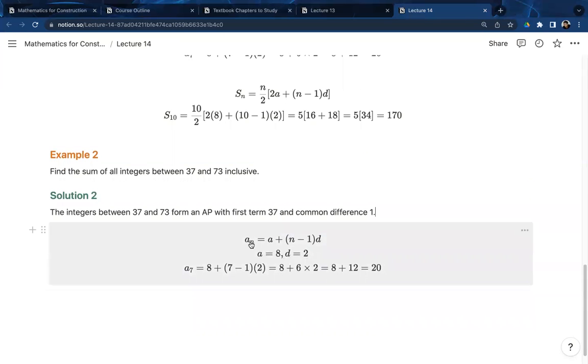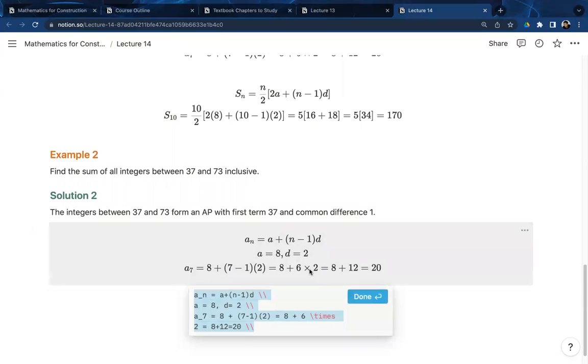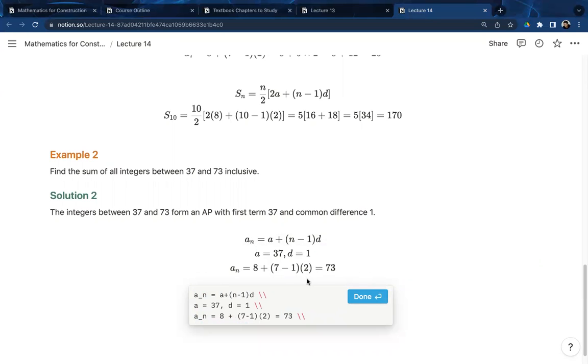So again, if this is the formula for AN, A is 37, D is 1. Then AN is equal to 73. That's what we don't know. AN is 73, and that is 37 plus n minus 1, sorry, n minus 1 by d. Okay.